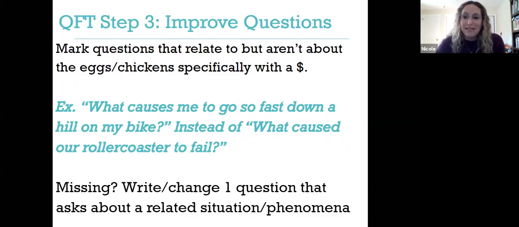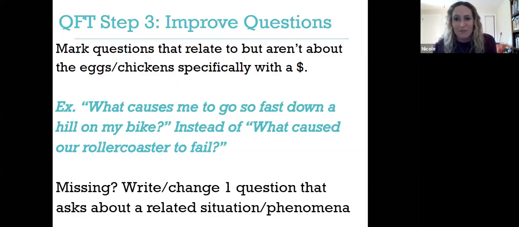The next step that I have them do is I say to them, okay, now you're going to mark questions that relate to but aren't about the eggs and the chickens specifically with a $ sign, and you can use any little symbols you'd like. I just happen to pick hashtags and $ signs. So my example here is what causes me to go fast down a hill on my bike instead of what caused our roller coaster to fail. Our roller coaster was a previous phenomena.